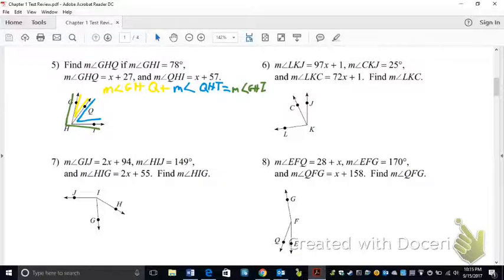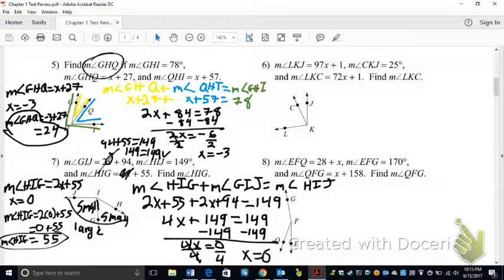Now I've got my GHI, GHQ, and QHI above. So I'm just going to substitute: x plus 27 plus x plus 57 equals 78. I'm going to combine like terms. x plus x is 2x, and 27 plus 57 is 84. So now that's my algebra problem: 2x plus 84 equals 78. Oops.